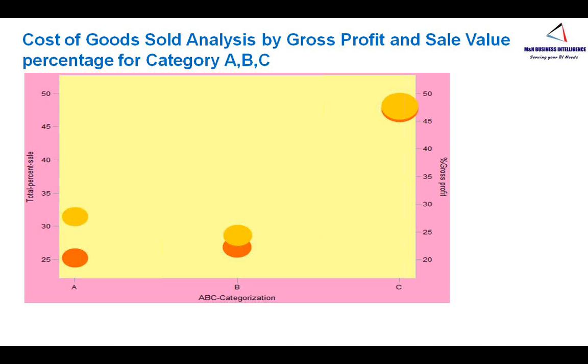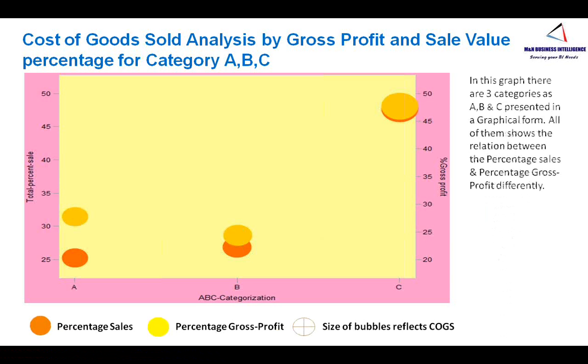So this is our first graph. If we look at this graph, the orange ones are the percentage sales and the yellow ones are the percentage gross profit. Here you see the gross profit is more than the percentage sale. The size of the circle is the cost of goods sold. The size of the circle in both cases is the same. Now the question is what is the distance between them.